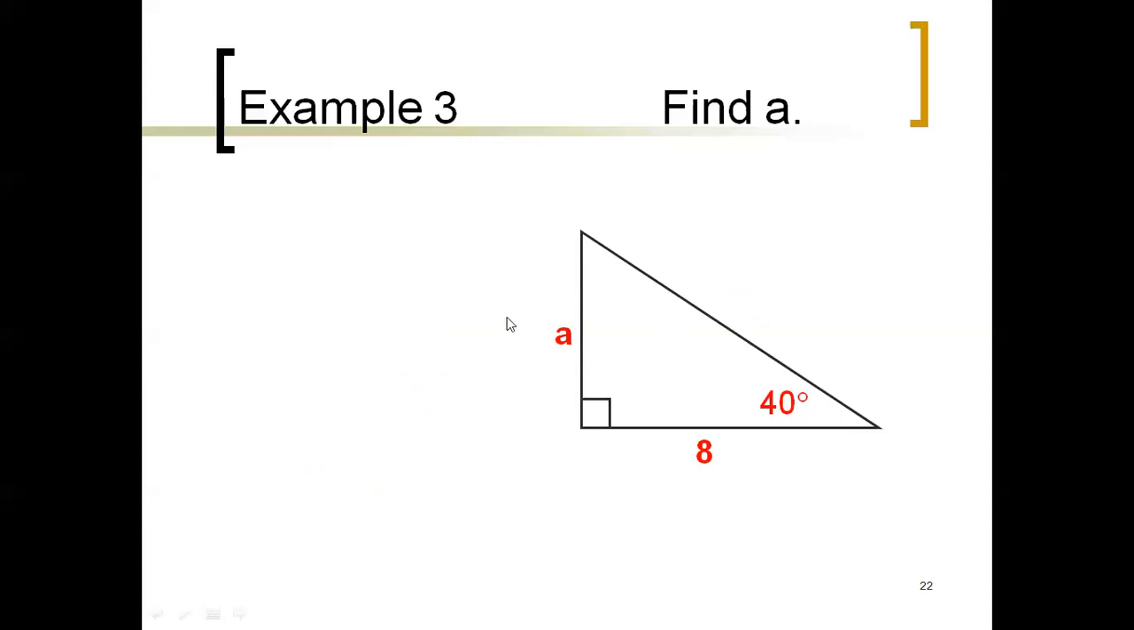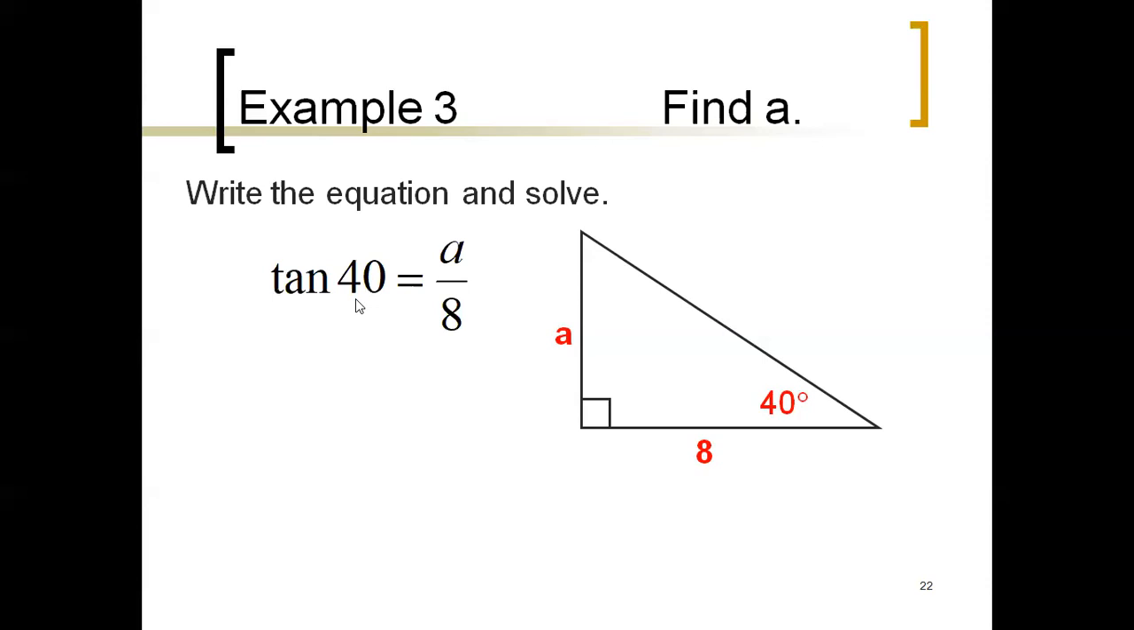So again, we're going to identify the given. This is the angle. So A here is the opposite, and this side or this leg is the adjacent to this angle. Write an equation and then solve this one. We have here opposite and adjacent. So the trigonometric function that involves opposite and adjacent, we have tangent. So we will have tan 40 degrees equals A over 80.